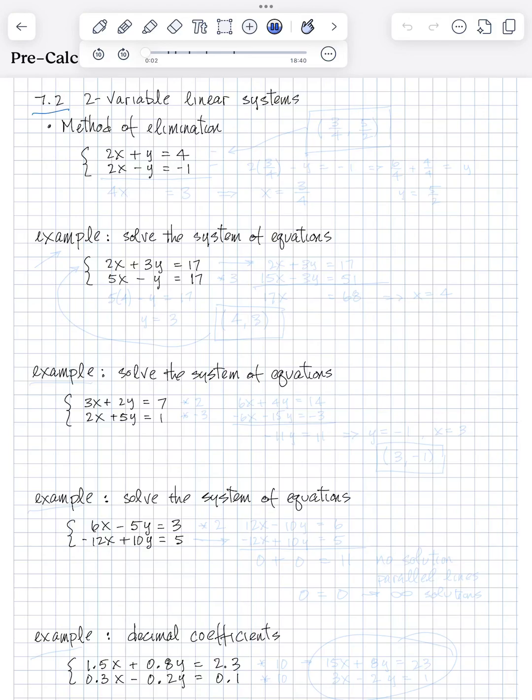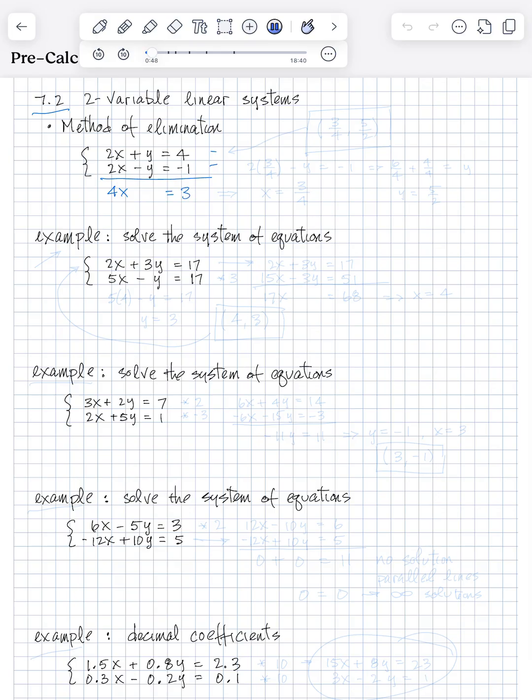Okay, lesson 7.2 is on two variable linear systems, and we're going to learn the method of elimination to solve the problem. In 7.1, we learned substitution and graphical ways of solving it. So this is elimination. What we're going to do with these two equations is add them together to eliminate the variable y. So 2x and 2x, we get 4x. And y minus y is 0. And 4 minus 1 is 3.